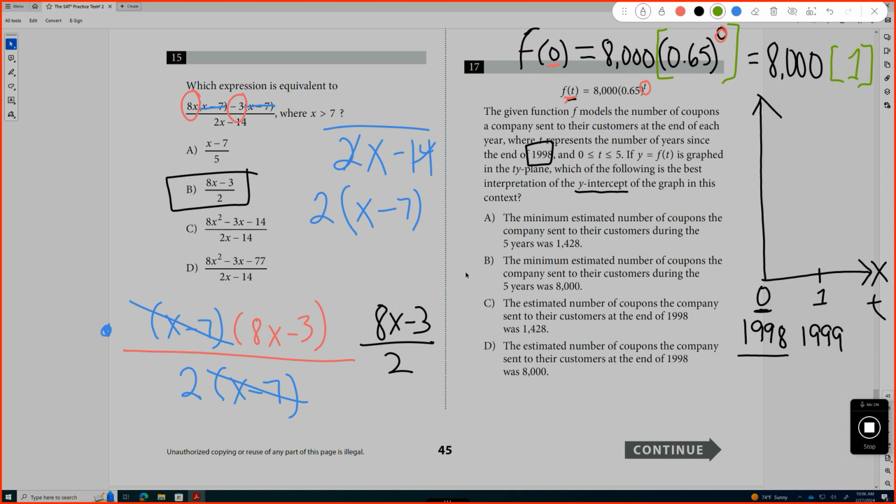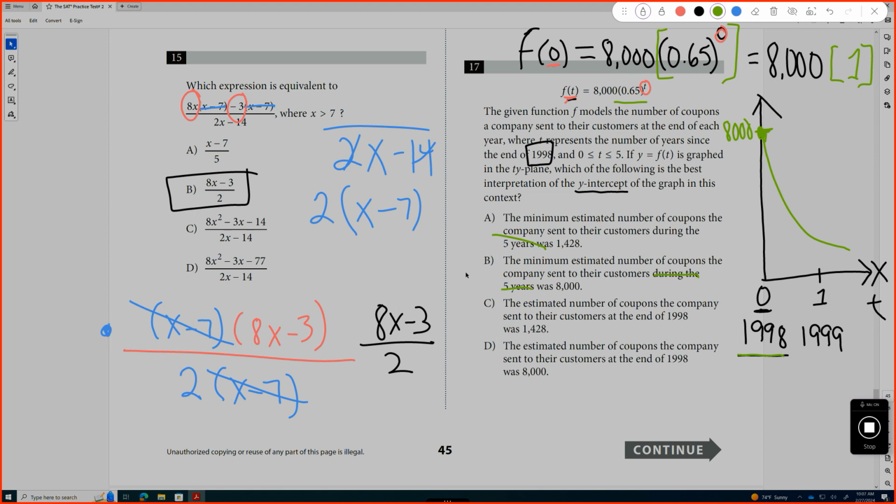So my y-intercept is going to be over here. It's going to be 8,000. All right, so that's where the graph begins. And because this is decreasing, you know, my graph is going to look something like this. But that doesn't even matter, because we have to see the y-intercept. What does it mean? During the 5 years, the y-intercept is only in 1998. So nothing to do with 5 years. Nothing to do during the 5 years. No, it's only at the beginning when x is 0 or t is 0.